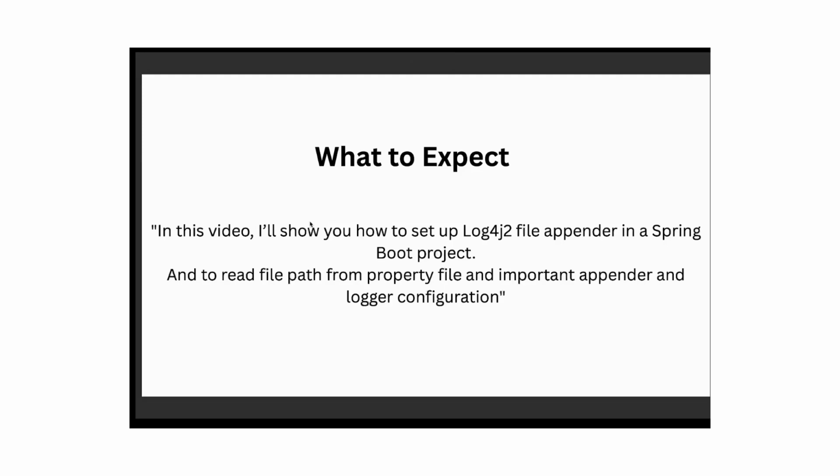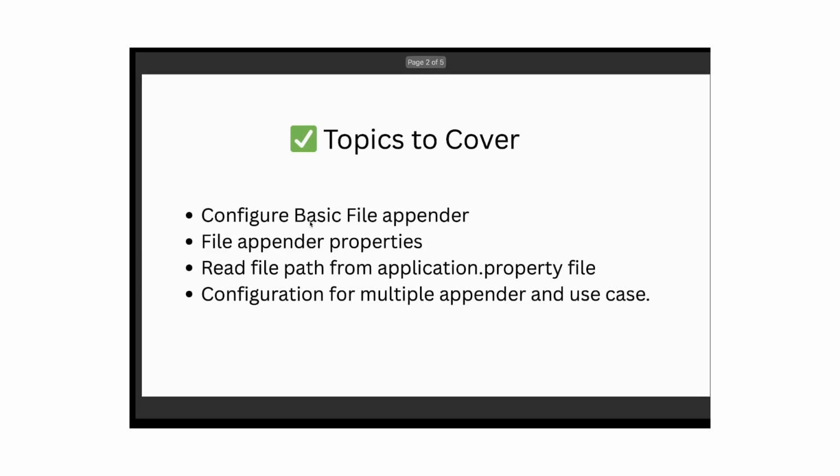So in this video, I will show you how to set up Log4j File Appender in a Spring Boot application, and how to read the file path from application property and configuration related to the file appender. In the previous video, I showed you the console appender. So today we will cover file appender and properties related to file appender. Okay, and I'll show you how to configure multiple appenders as well, like console appender along with file appender.